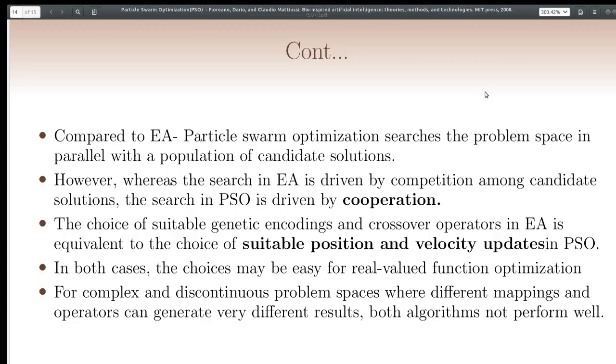But when you go for complex and discontinuous problem spaces, where we have to use different mappings and operators, they generate very different results. Both types of algorithms, evolutionary algorithms and particle swarm algorithms, will not perform well.